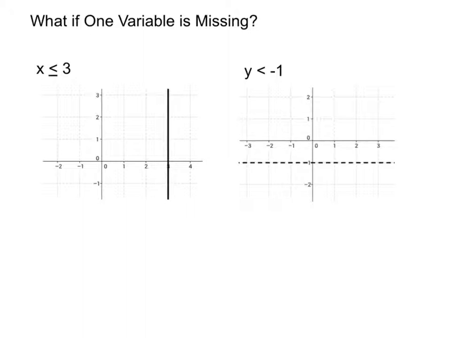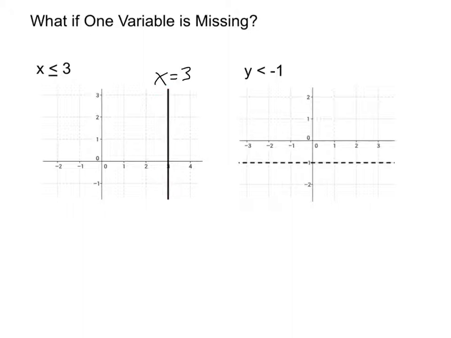Well, we remember that the line x equals 3 is just a vertical line that goes through the point 3, 0. It's every point in the coordinate grid where x is 3. So it's all the way up and all the way down. Now, because I have less than or equal to, I'm going to use a solid line. That's what I want to use there.